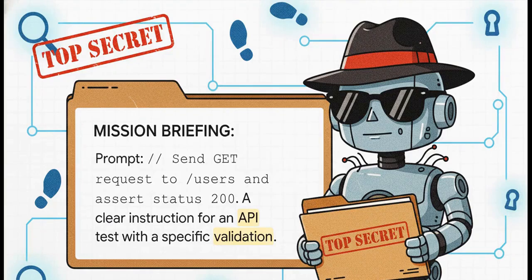Okay, next up, secret agent mission. Let's pretend we have to send a secret message to another computer, and we need to get a secret code back, the number 200. That code is like a secret handshake that means everything is A-OK. So we write down this instruction for our secret agent helper.